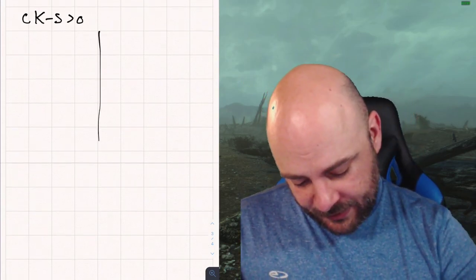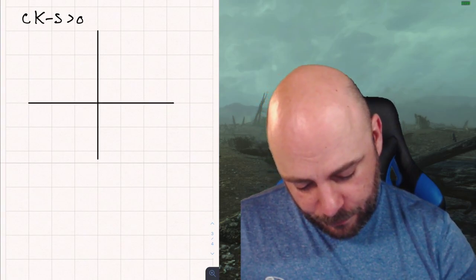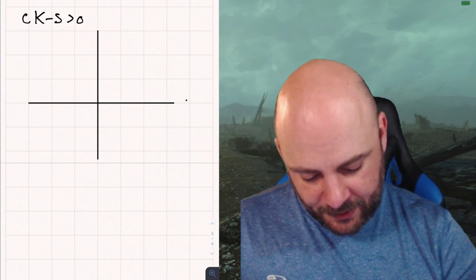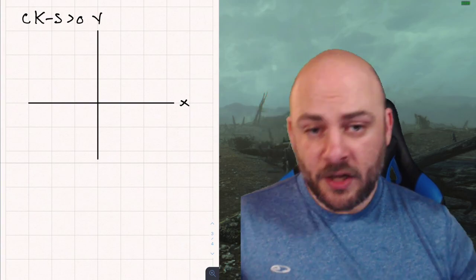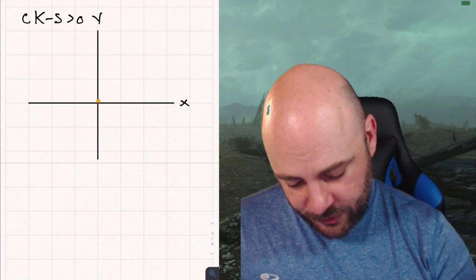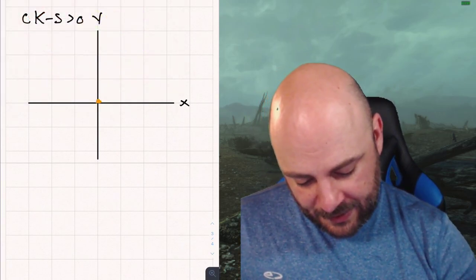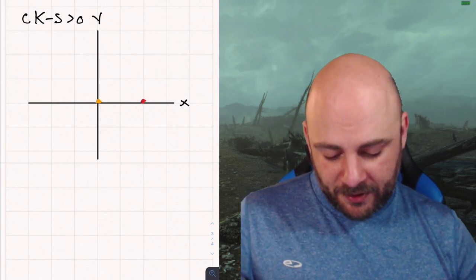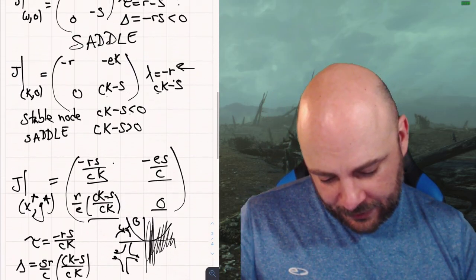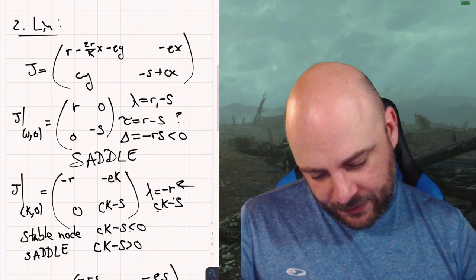And I'm going to draw an axis here, where this is X and this is Y. So we have three equilibrium points. Let's go ahead and utilize colors here. The origin is an equilibrium. K,0 is an equilibrium. And then let's take a look at what the coordinates are for our last one. It's this right here.